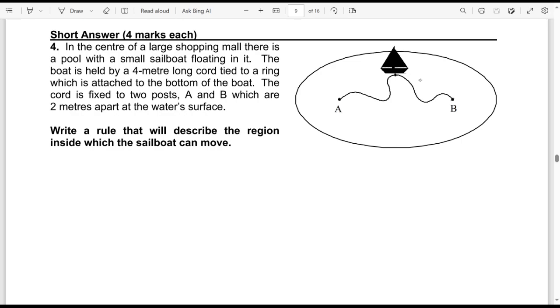So you'll see here that it says that in the center of a large shopping mall, there's a pool with a small sailboat floating in it. There's the sailboat. The boat is held by a 4 meter long cord tied to a ring, which is attached to the bottom of the boat. The cord is fixed to two posts, A and B, which are 2 meters apart at the water surface. So write a rule that will describe the region inside which the sailboat can move.